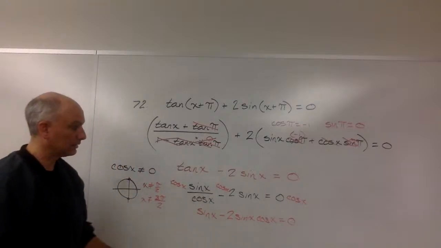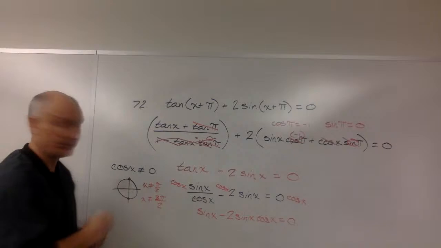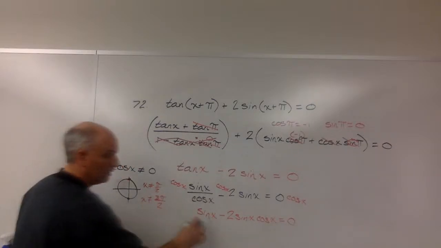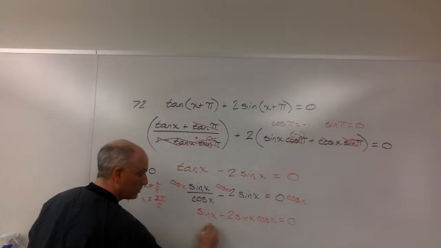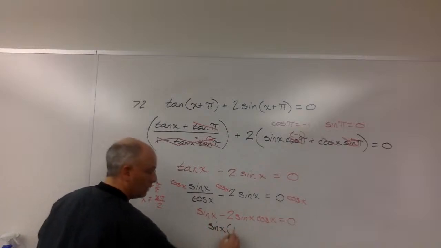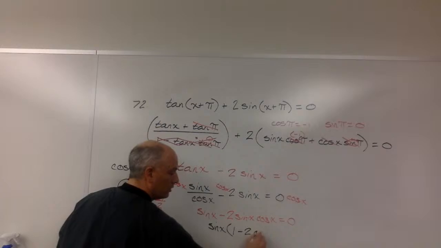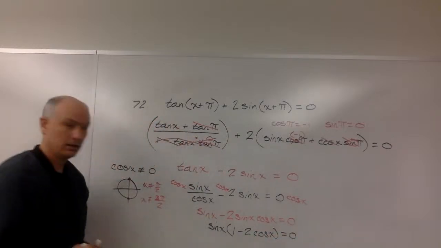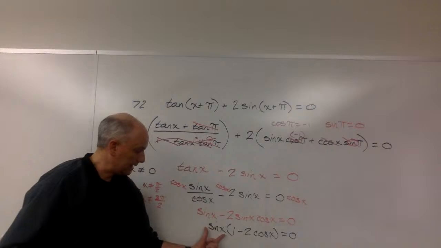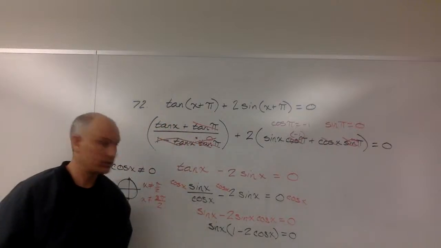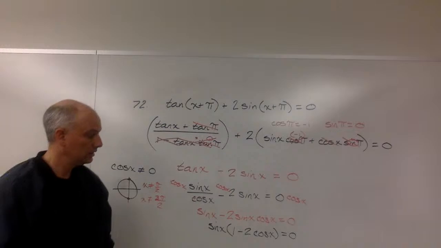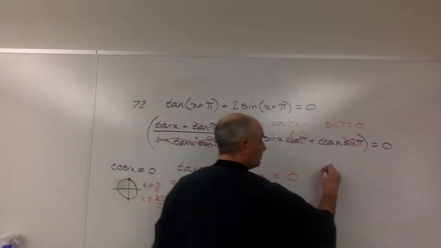Now I know I'm getting a little bit low on the board here. So, and I'm hoping that maybe at this point in time, you'll know where to take it from here. So after I factor a sine of x, that's going to give me 1 minus 2 cosine of x. Now I can separate sine of x is equal to 0, 1 minus 2 cosine of x is equal to 0, and I can solve.